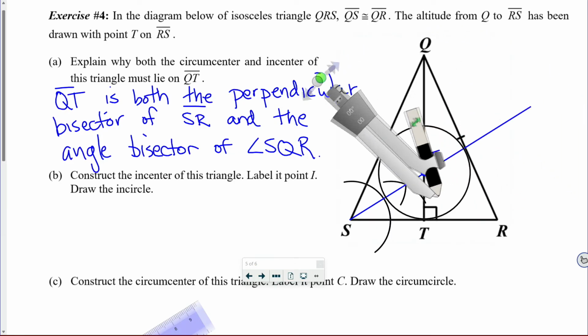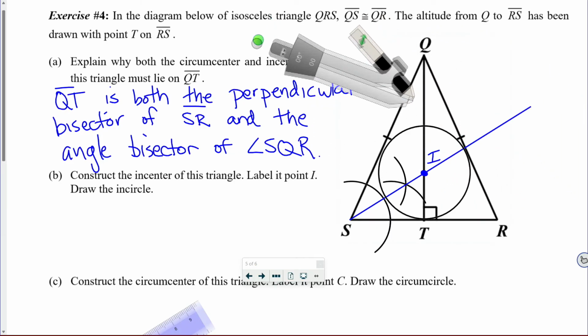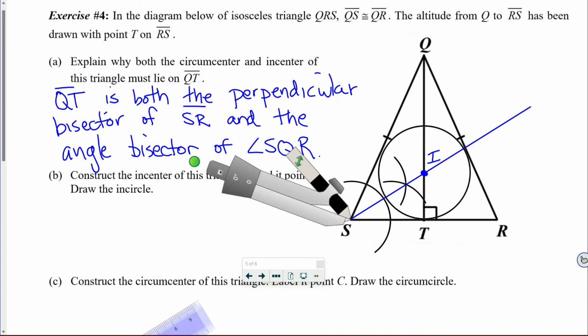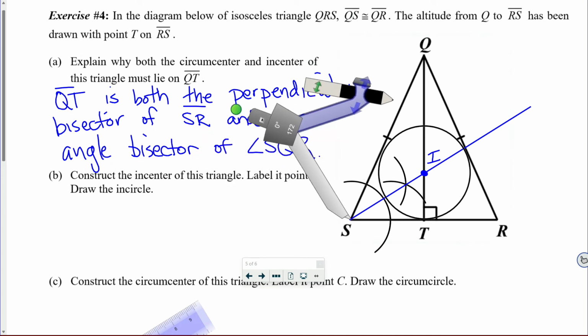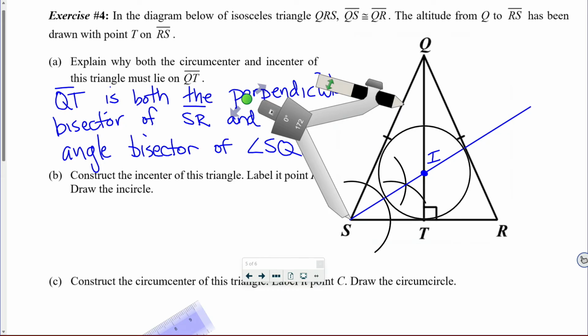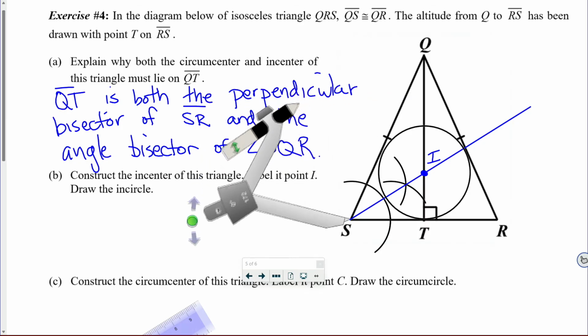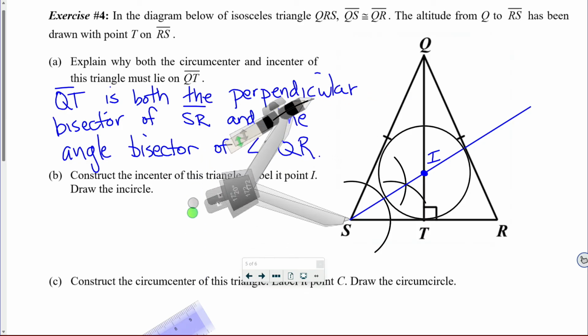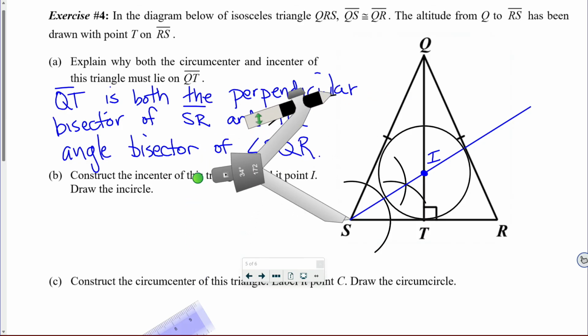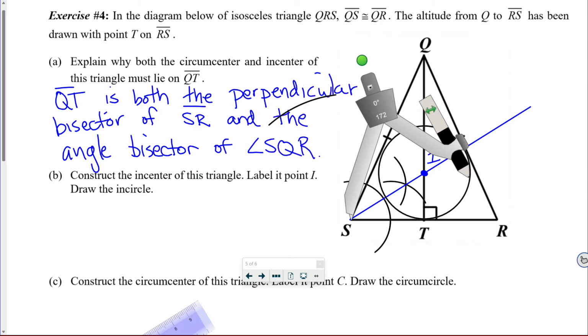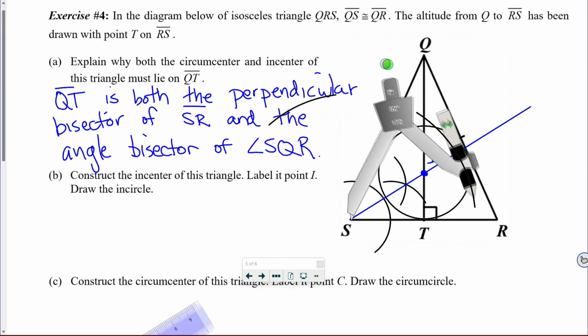Maybe I'll do QS, just to try to keep my poor compass on the screen. So we'll construct the perpendicular bisector of QS. I just have to put the point of the compass at S and get an arc that is more than half the length. I'm going to have to go through some of the text here, I apologize. Then we'll move it down here and get another arc.